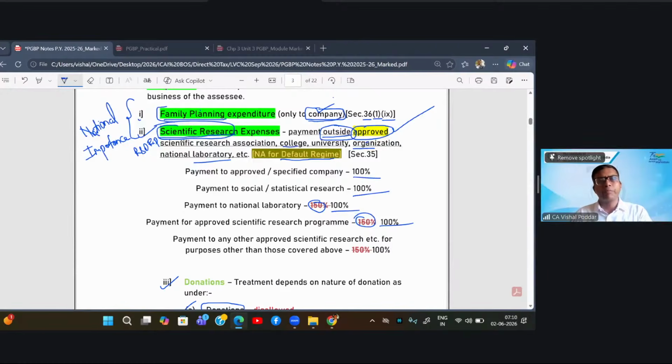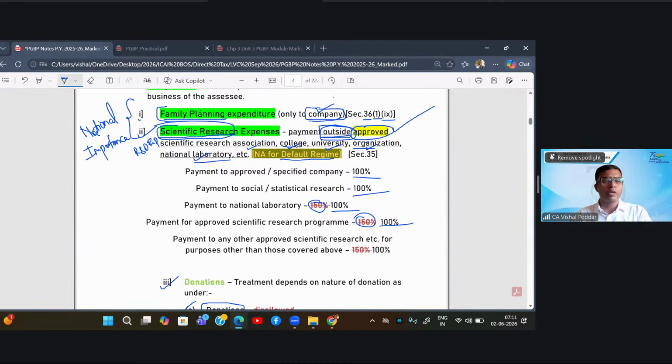Then comes R&D, which is called as scientific research expense. Now here, there are two possibilities. One, the research is done by the assessee himself, which is called as in-house research. Obviously, that will be allowed. But two, what is special over here? You are yourself not doing research, but already there are some outside agencies, bodies. Now, these may be scientific research associations, colleges, university, organization, national laboratory, and these are already conducting R&D.